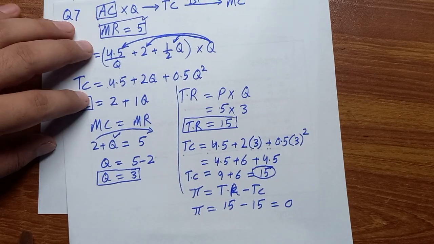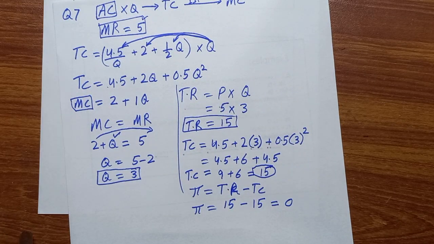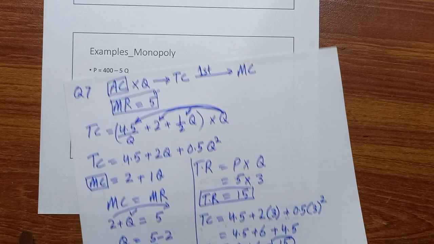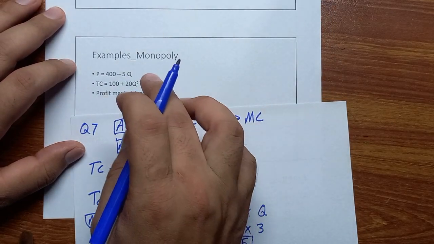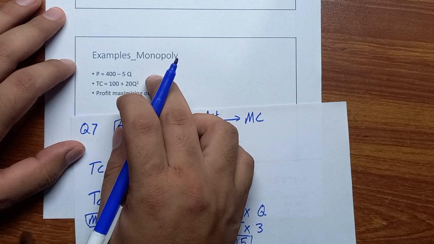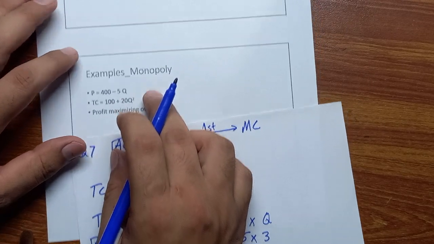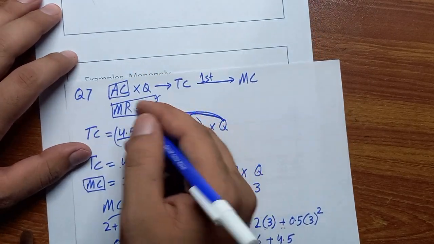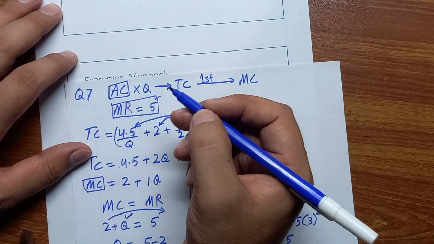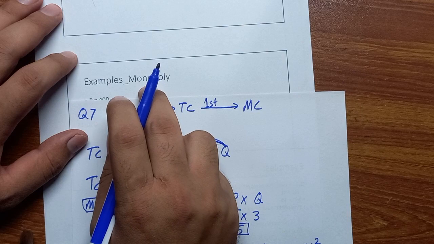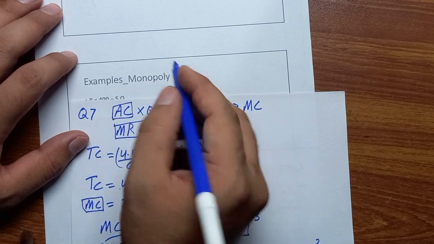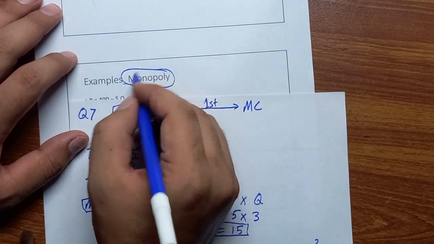Okay, this is all question about the competitive market. Now we will talk about the imperfect market. Before the 7 question, they were all about perfect competitive market. Now we will talk about the imperfect market where we have monopoly.